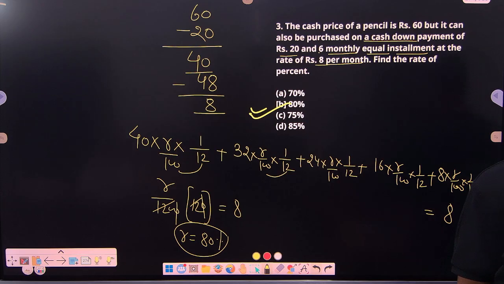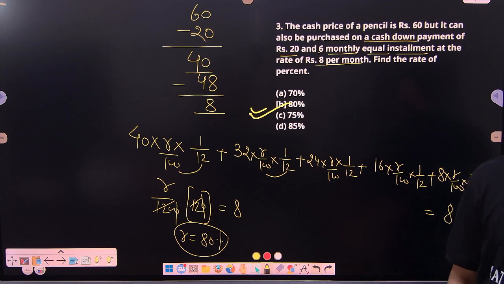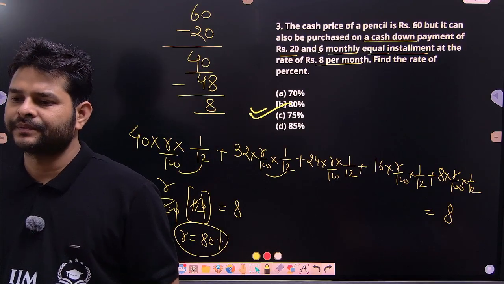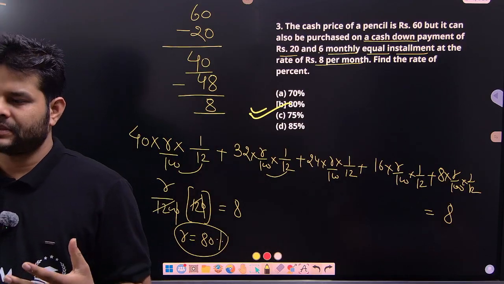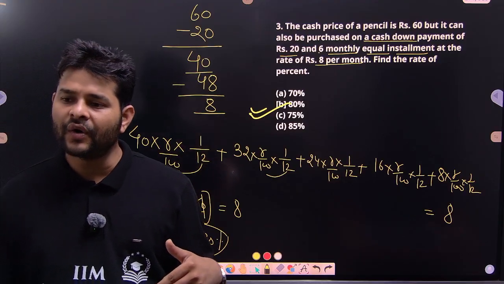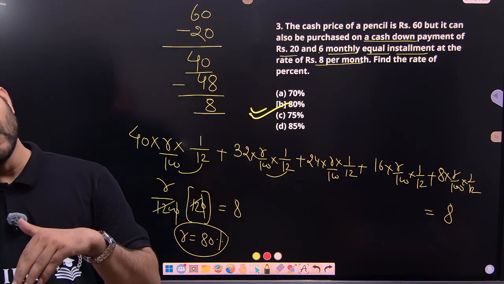I think now the rest of the questions you can do yourself. So let's move on to type 2. Basically that was type 1 of installment. Let's move on to type 2 of installment.